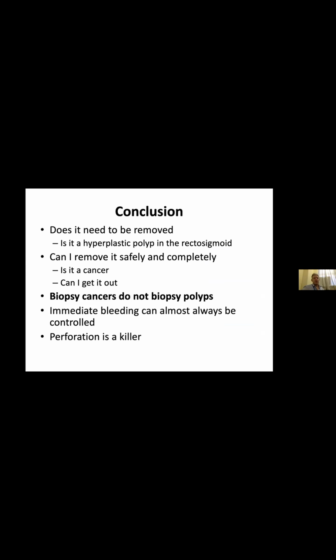So I think in conclusion, probably overstayed my welcome, one needs to decide, does it need to be removed? And just remember, hyperplastic polyps in the rectosigmoid junction do not need to be removed. You just need to be confident it's a hyperplastic polyp. You need to decide, can you remove it safely and completely? And in order to do that, you need to ask, is it a cancer? In which case you're not going to be able to remove it completely.